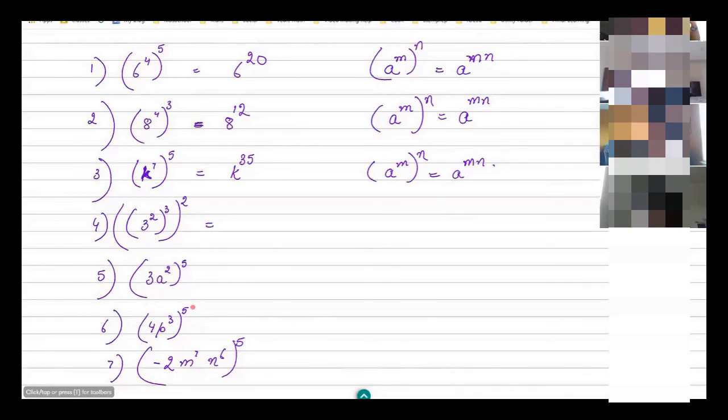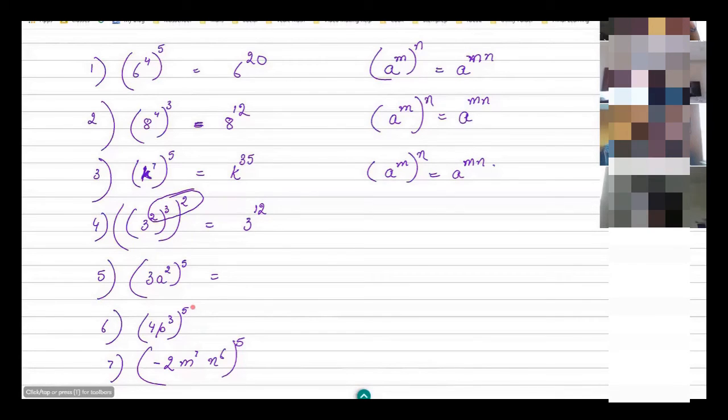Ishan, give me the answer to question number 4. 3 to the 12th power. All 3 of you, are you getting the same answer? Yeah. Perfect answer. All these 3 powers will now get multiplied: 3 times 2 times 2, and we get 3 to the power 12.